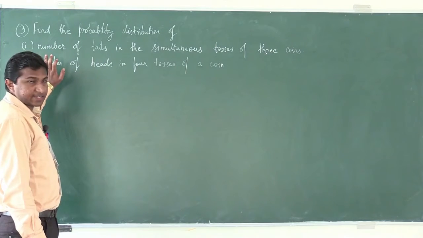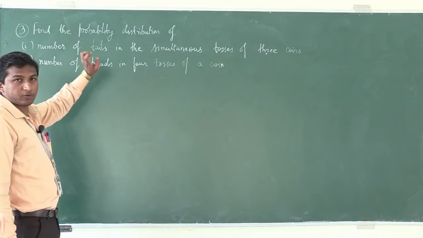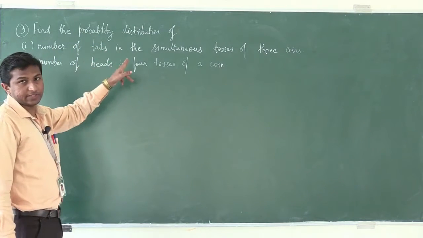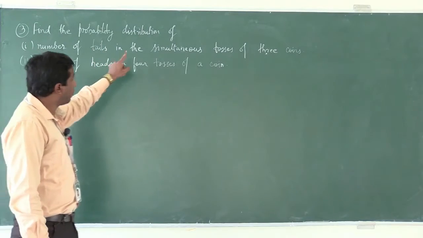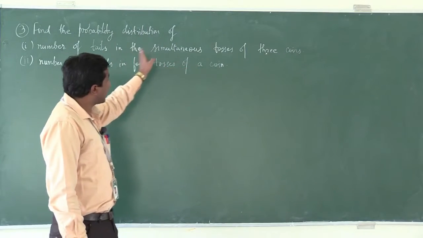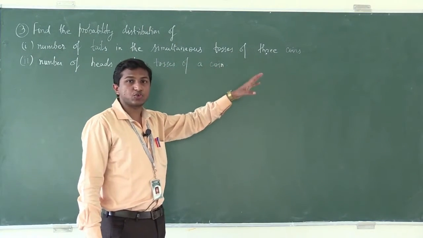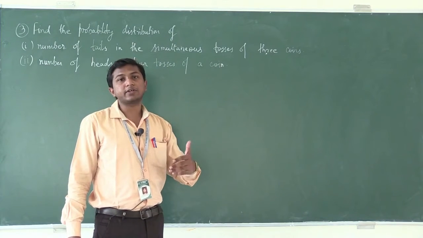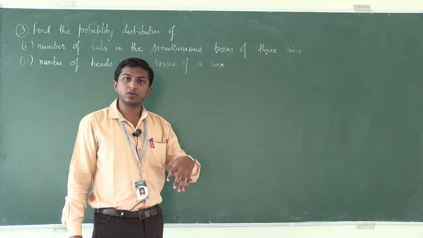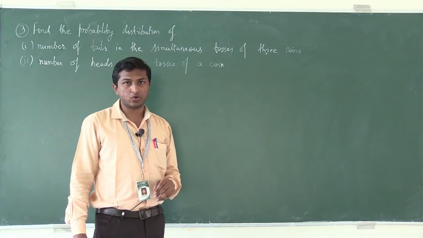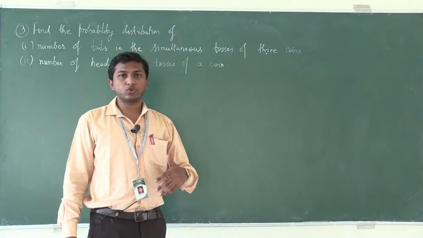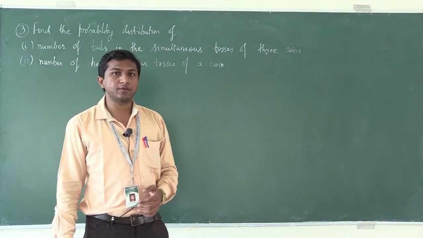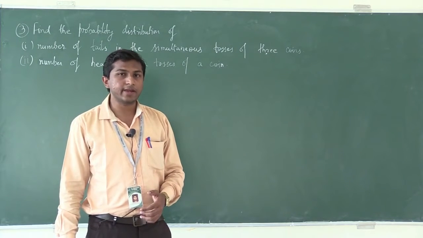Sub-question 1 is asking us to find the probability distribution of number of tails. What is the random experiment in the simultaneous tosses of 3 coins? So the random experiment here is simultaneous tosses of 3 coins or tossing of 3 coins. So in the experiment of tossing 3 coins, how many total number of outcomes are there? There are totally 8 outcomes.